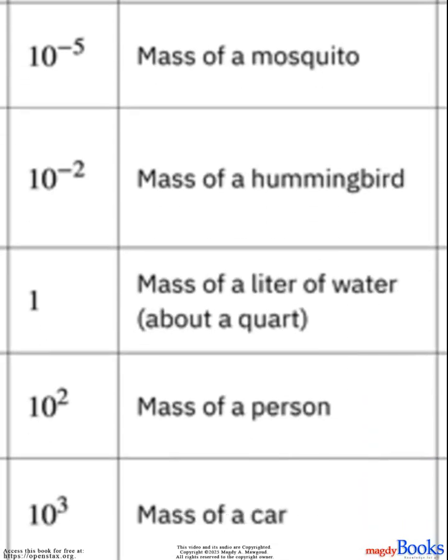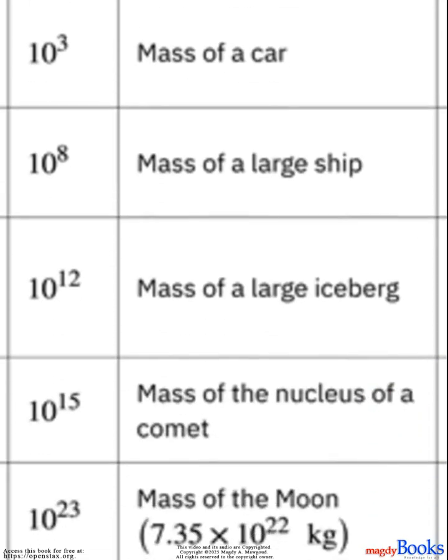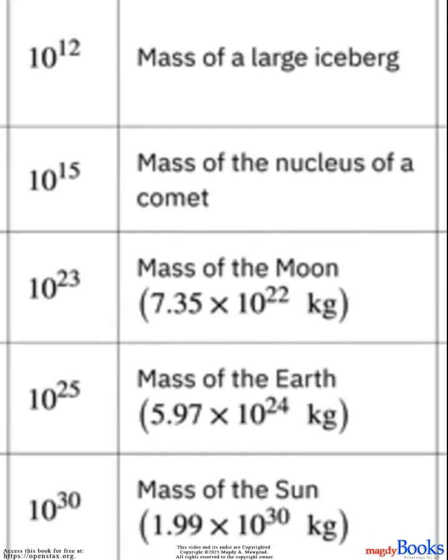5. 10 to the power of negative 2, mass of a hummingbird. 6. 1. Mass of a liter of water, about a quart. 7. 10 to the power of 2, mass of a person. 8. 10 to the power of 3, mass of a car. 9. 10 to the power of 8, mass of a large ship. 10. 10 to the power of 12, mass of a large iceberg. 11. 10 to the power of 15, mass of the nucleus of a comet.